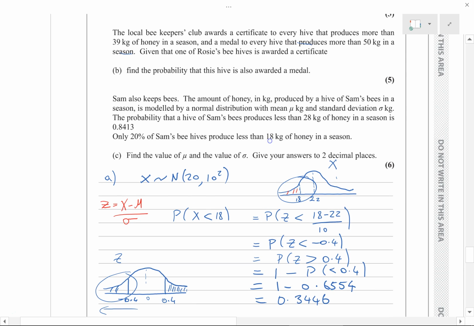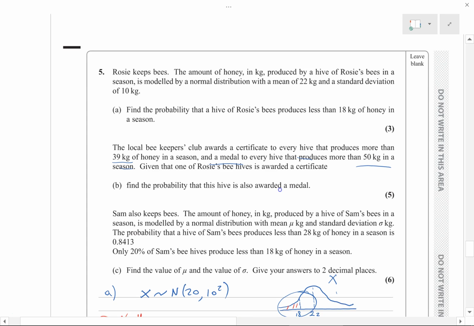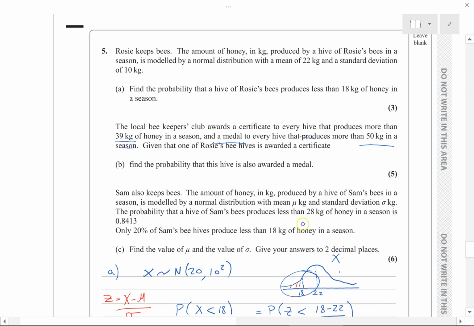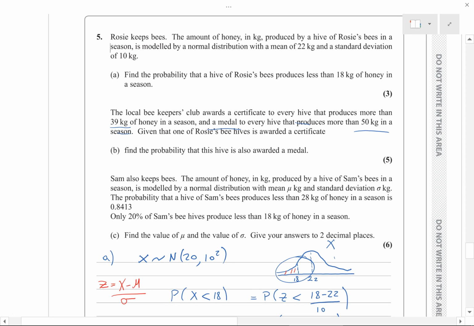It says the local beekeepers club awards a certificate to every hive that produces more than 39 kilograms of honey in a season, and a medal to every hive that produces more than 50 kilograms in a season. Remember the mean of this was 22 kilograms. It's got quite a high standard deviation, so it's not surprising that you might have some that are bigger than 39 or even 50.